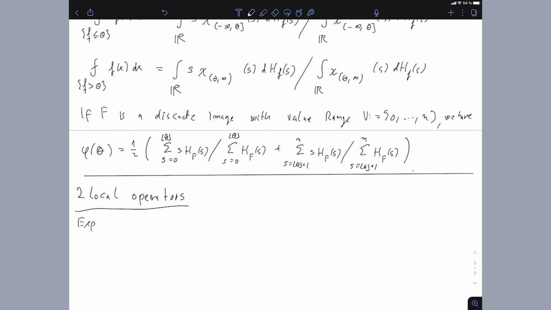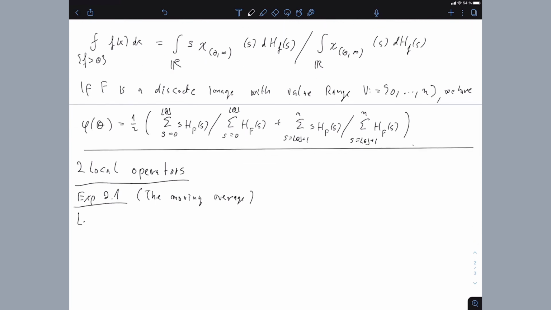And to motivate what the structure of such a local operator is, I would like to introduce a very simple example of those operators, which is called the moving average. And the task that this operator is intended to solve is denoising. So we start with a noisy image.